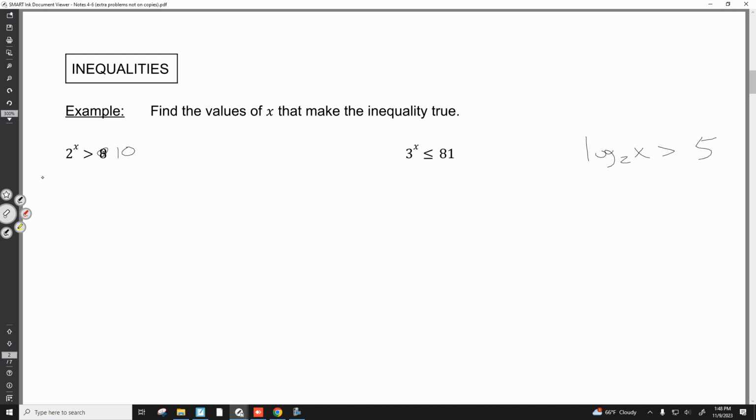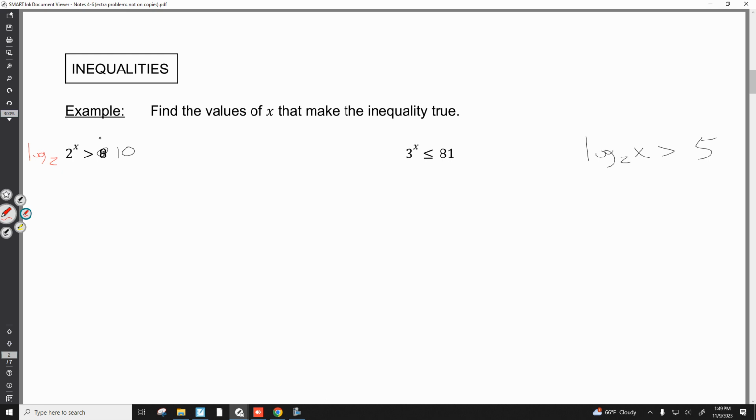If you roll things around, because this is how you learned it last, and your x goes to this side, and you have a log base 2 of 10 on that side, if this was an equation, sure, you're still right. But once it's an inequality, this would be wrong. This is wrong.